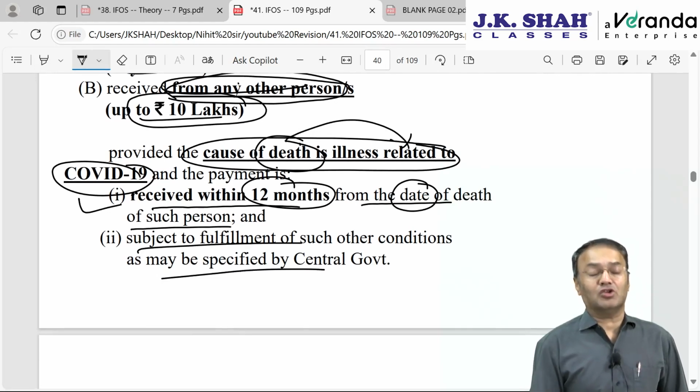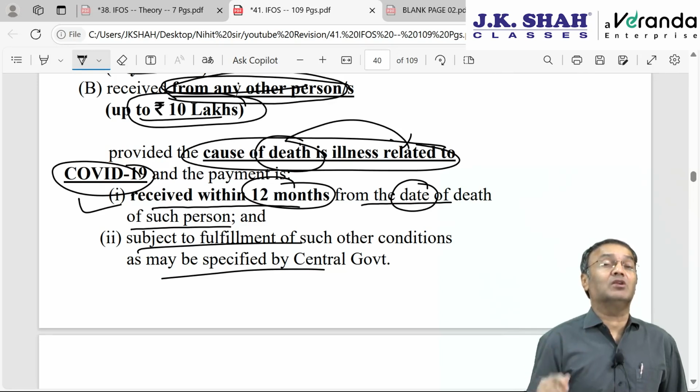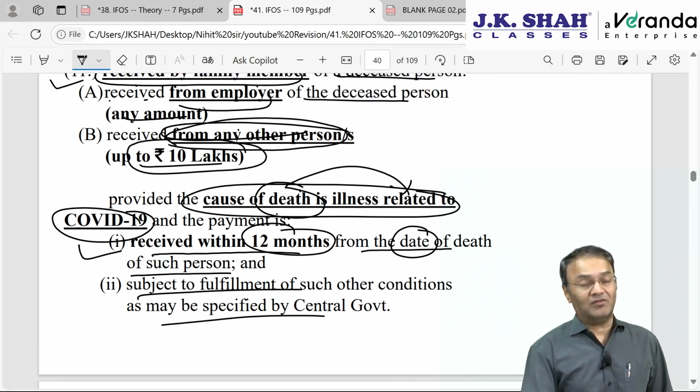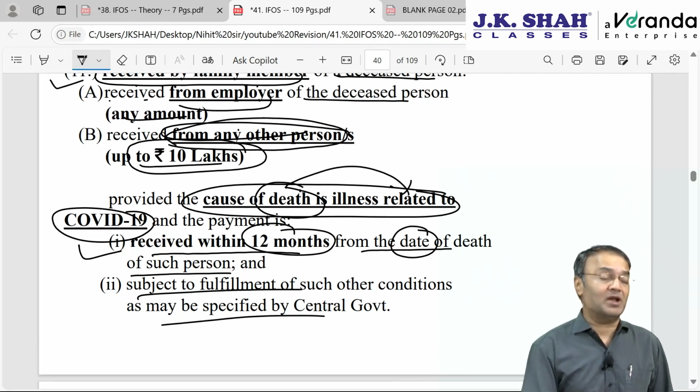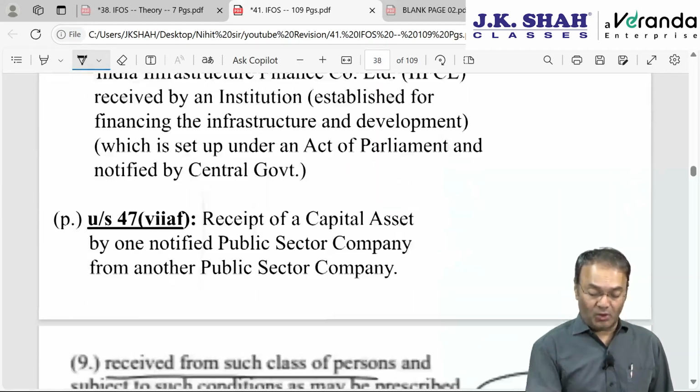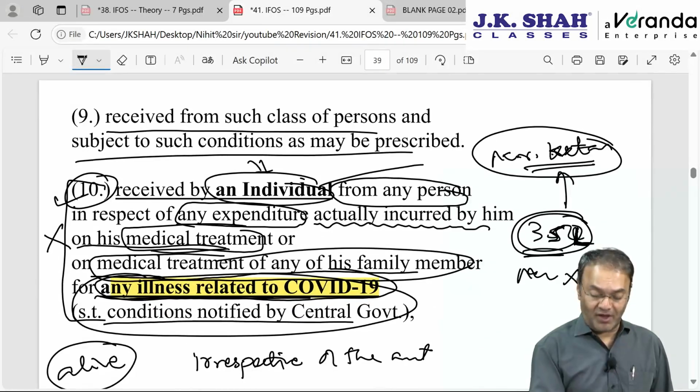So, after the introduction of this point, today if you try to claim that 2 years back I had received a loan, or I had received compensation from so and so party, nothing doing, it is taxable. Okay, in point 10 and point number 11, both the places we use the word family.